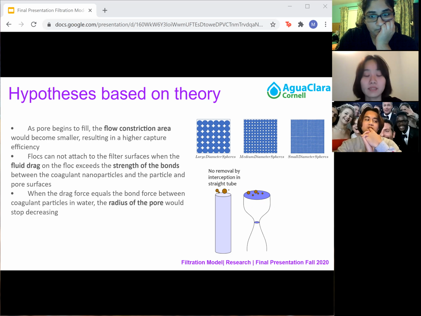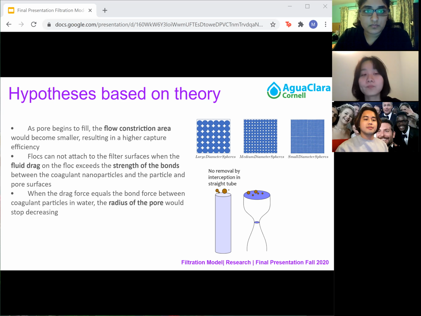We hypothesize that flocs cannot attach to the filter surfaces when the fluid drag on the flocs exceeds the strength of the bonds between the coagulant nanoparticles and the particles and pore surfaces. As a result, as pores become smaller, it becomes more difficult for the incoming flocs to attach. Upon further investigation, we learned that when the drag force equals the bond force between coagulant particles in the water, the radius of the pore will start decreasing.